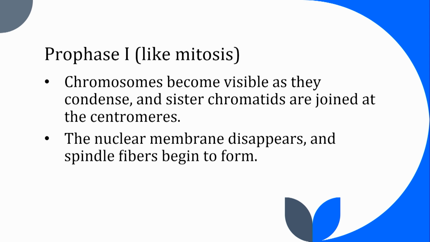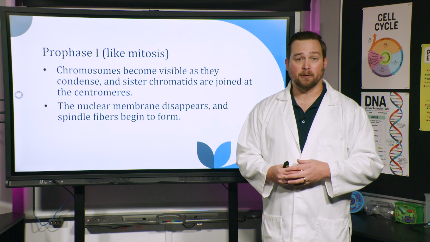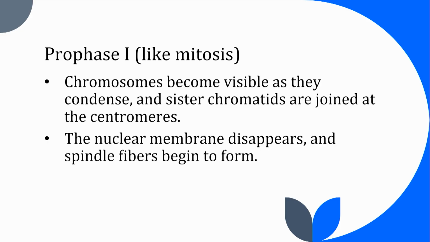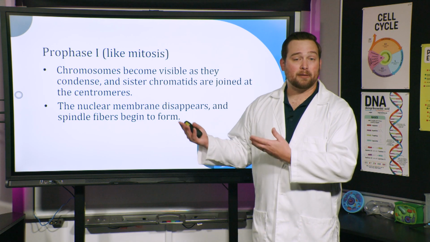Well, the chromosomes are going to become visible as they condense. Remember, most of the time you can't see DNA, but as it gets coiled and becomes more condensed, you can see those chromosomes a little bit better, okay? Sister chromatids are going to be joined at the centromeres, okay? Also, like mitosis, the nuclear membrane is going to disappear and the spindle fibers are going to form. So this is what's happening in prophase 1. These two things also happen in mitosis.